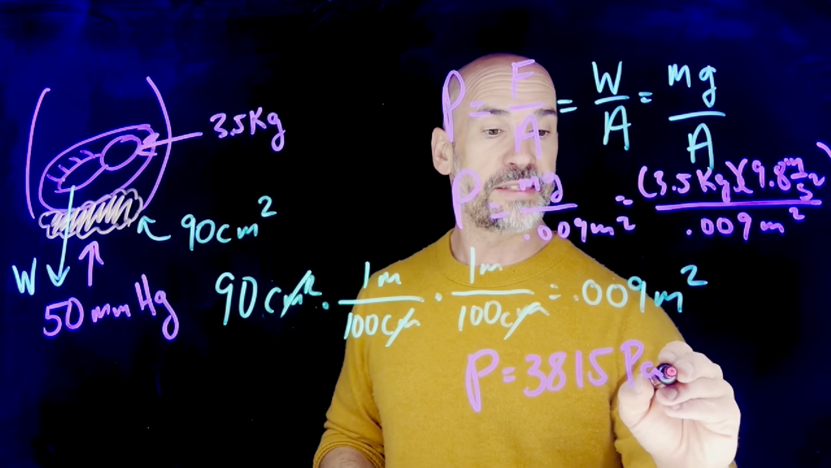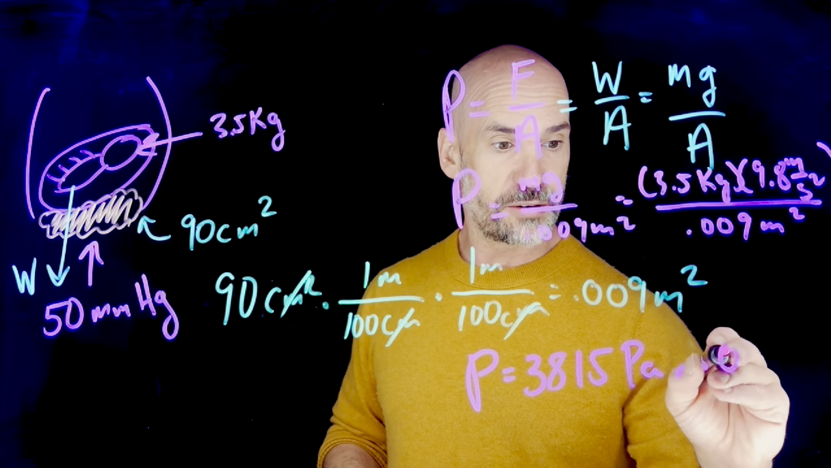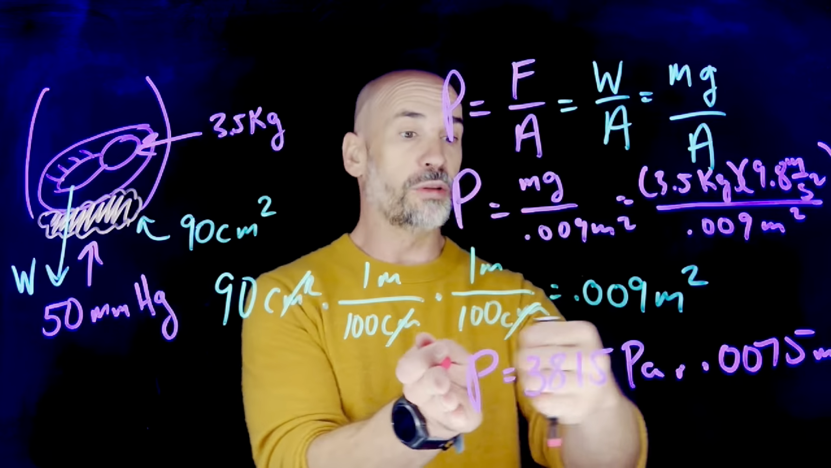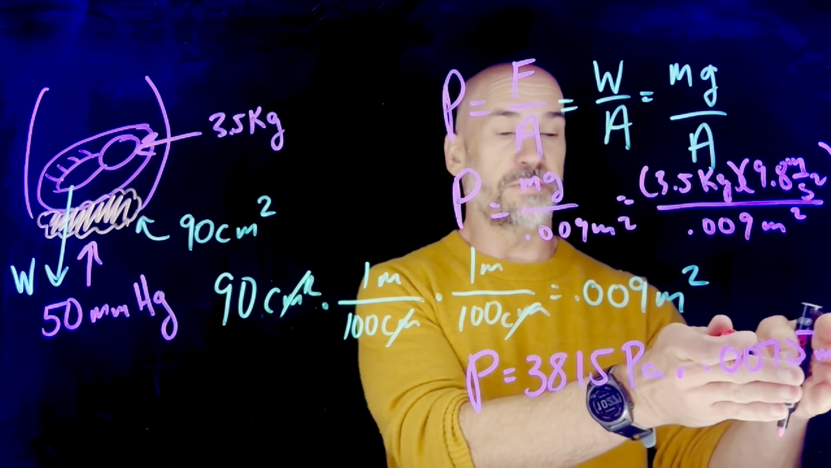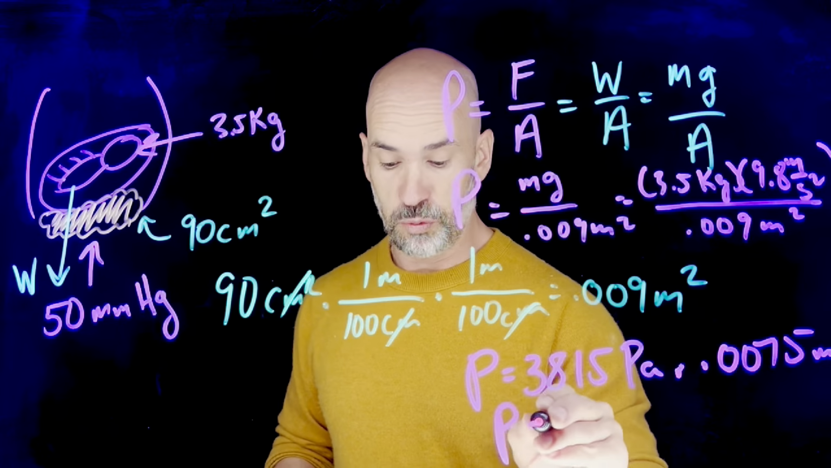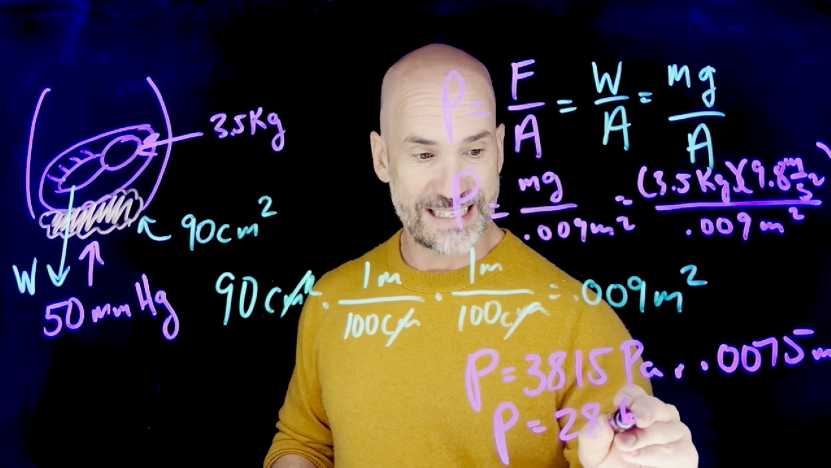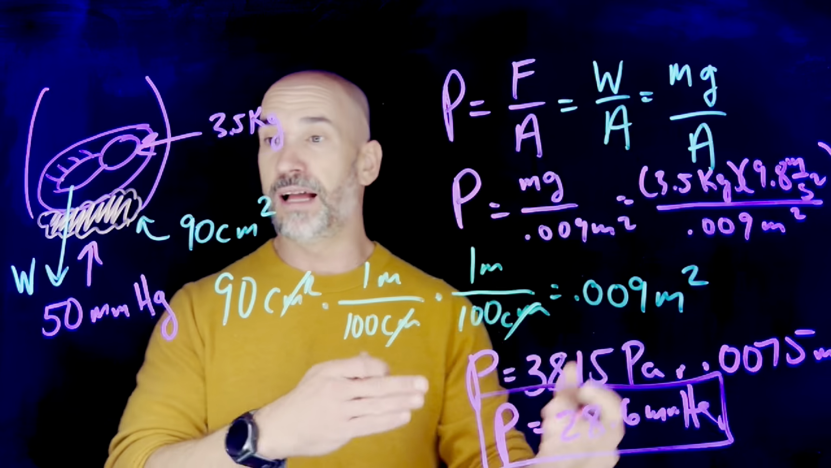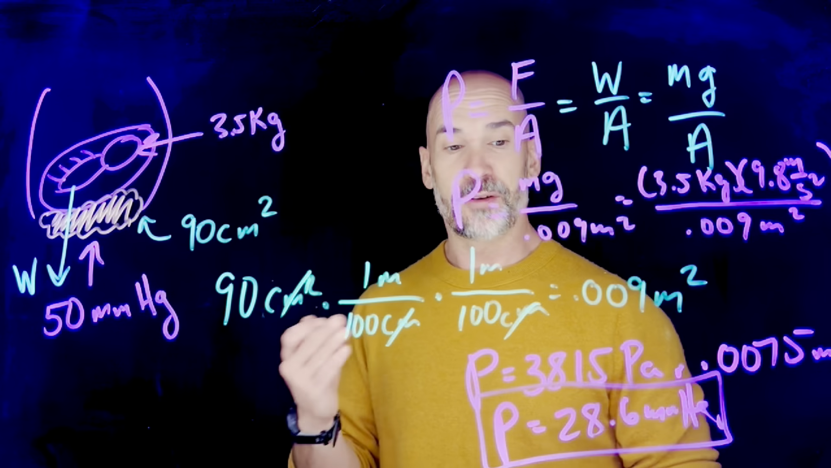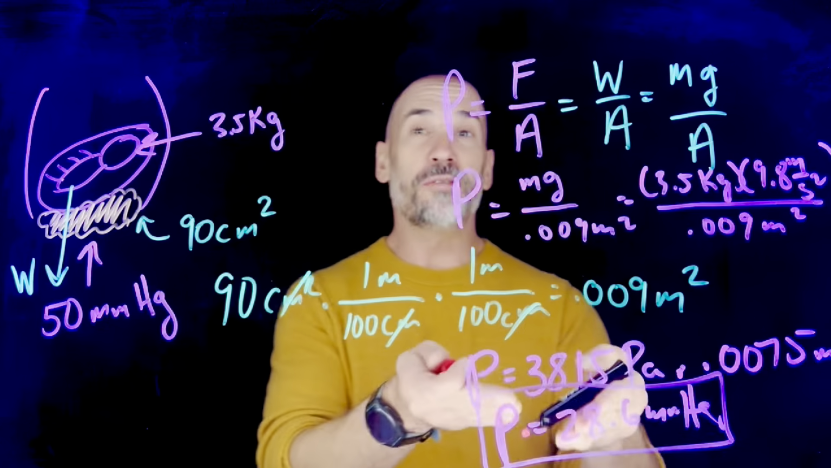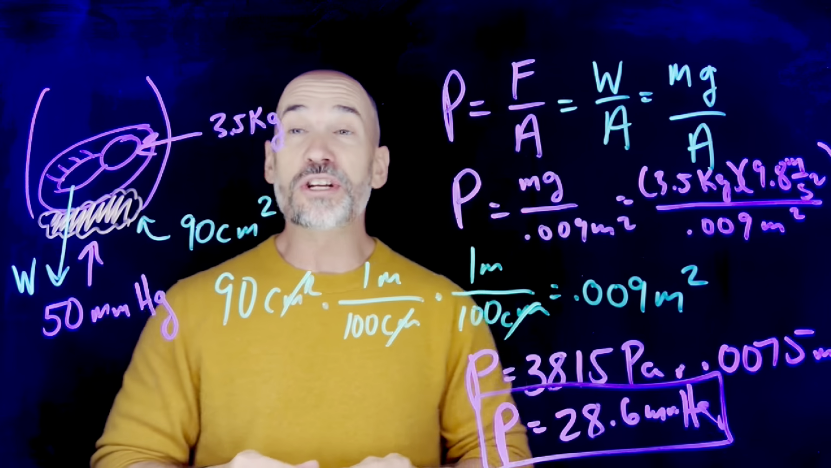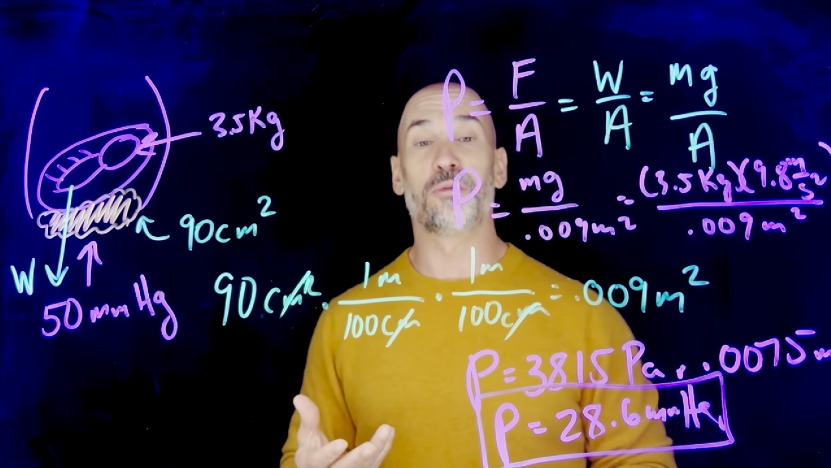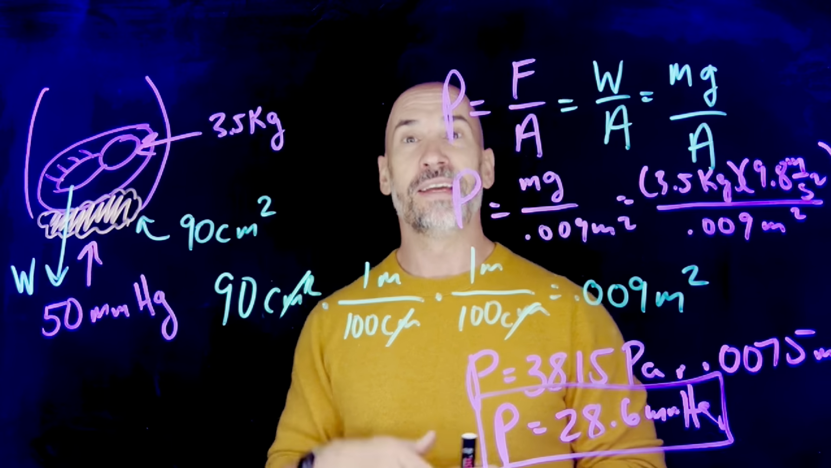So it turns out that there are about 0.0075 millimeters of mercury in each pascal, right? So we only have to multiply pascals by 0.0075 millimeters of mercury, and we get 28.6 millimeters of mercury for the pressure that this baby is applying on this bladder. Okay, how does that compare with this? It's roughly half as big, right? Which explains a lot. Most pregnant mothers do not go through life peeing themselves constantly, and this explains why.